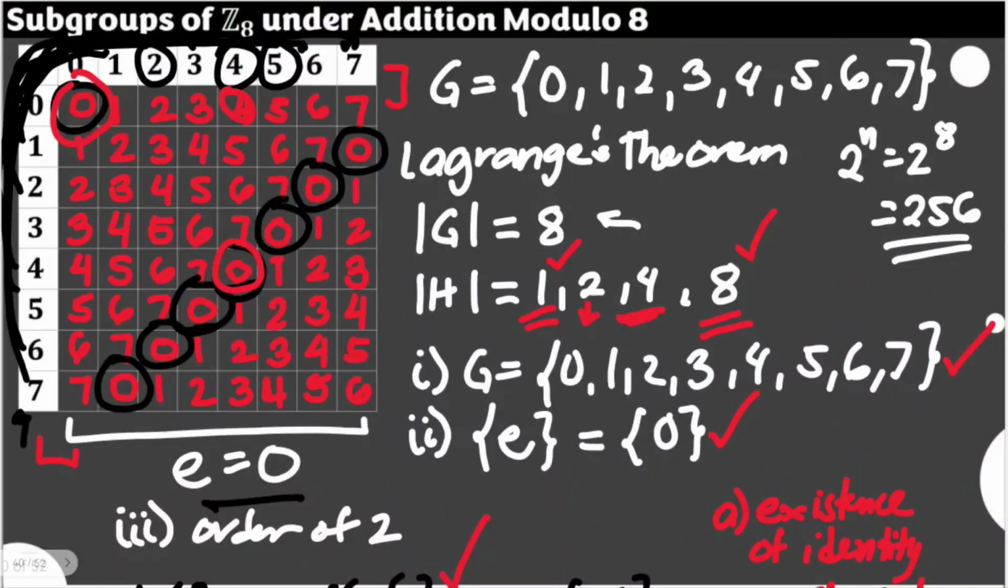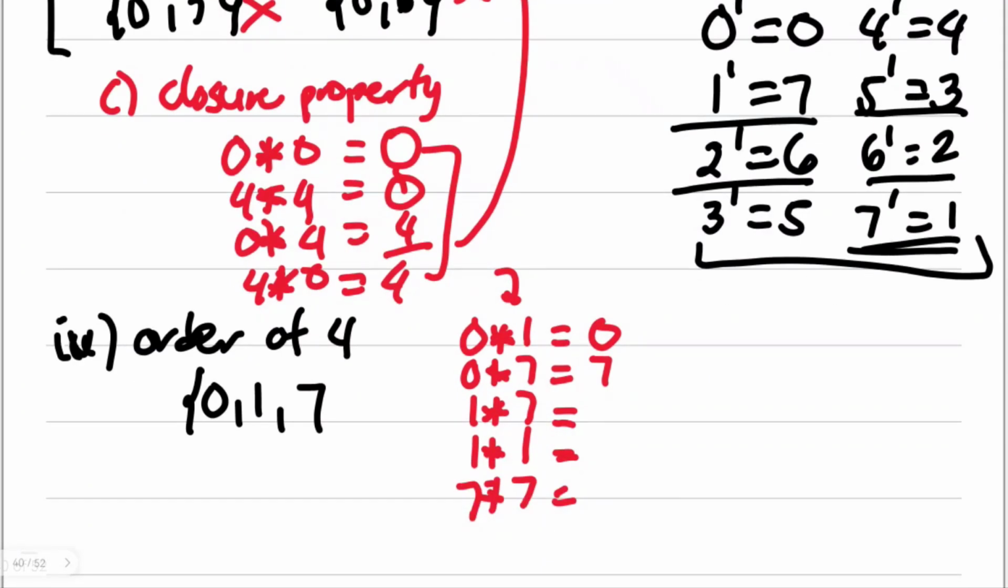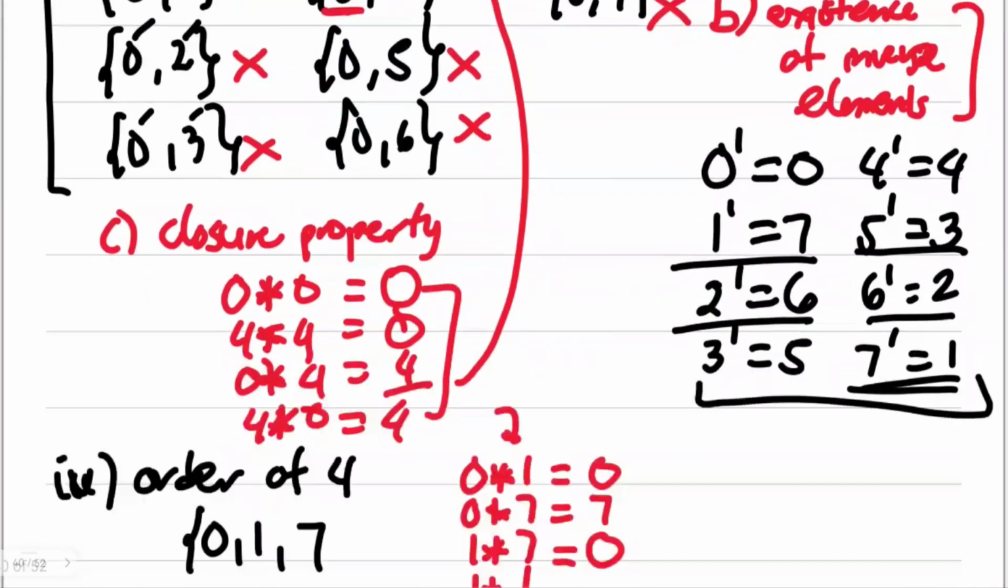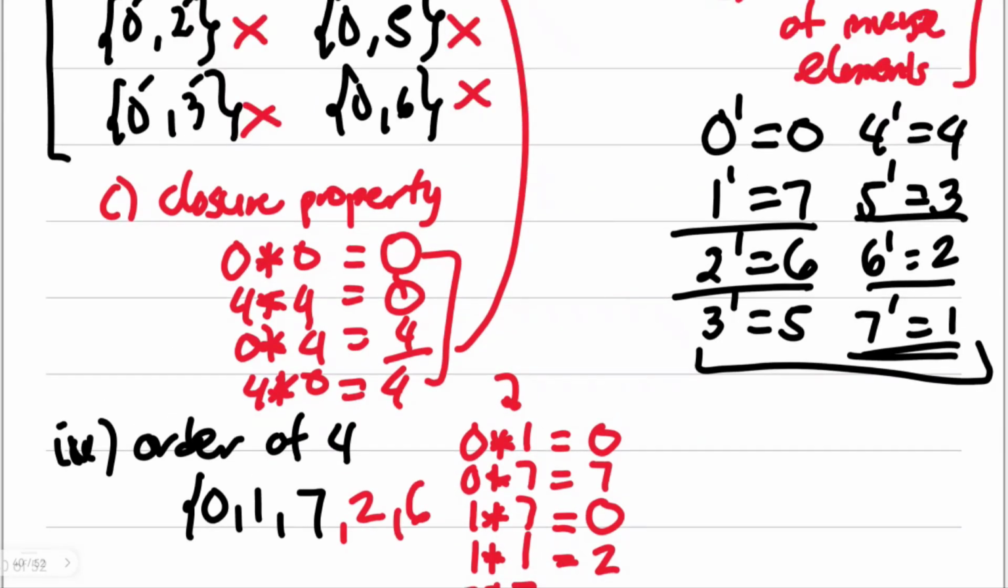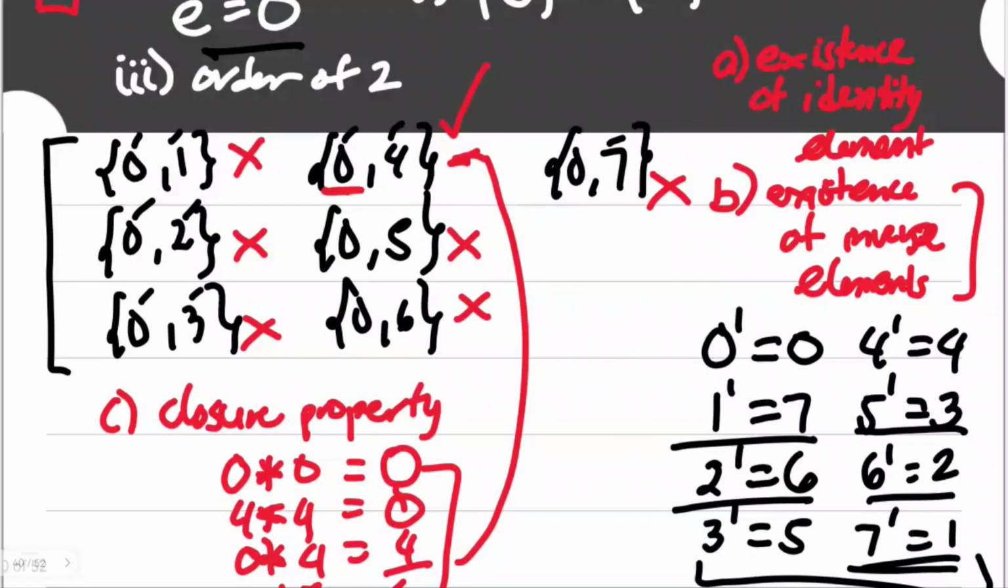1 star 7 is still 0. That's okay. But 1 star 1 is actually 2, so we need to add 2 here. But then again, the inverse of 2 is 6, and later on we would see that it's no longer order 4. So basically for 0 and 1, it's no longer possible. We drop that. How about 0 and 2?